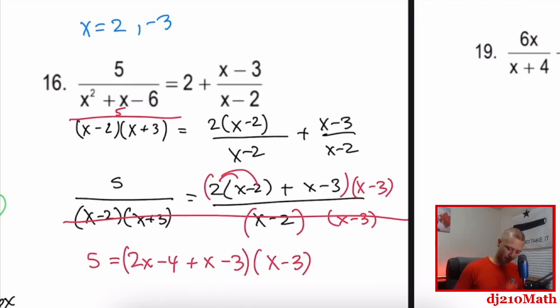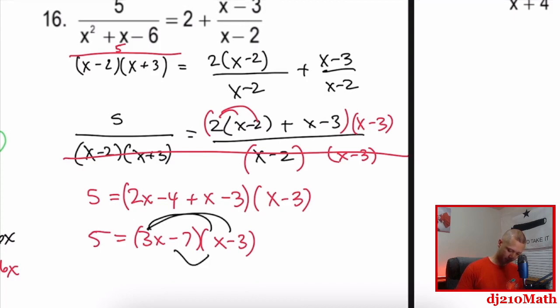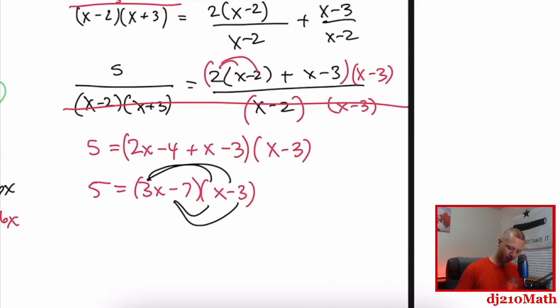So then combining like terms, this is going to be 3x minus 7, x minus 3, which is basically distributing: 3x squared minus 9x minus 7x plus 21.